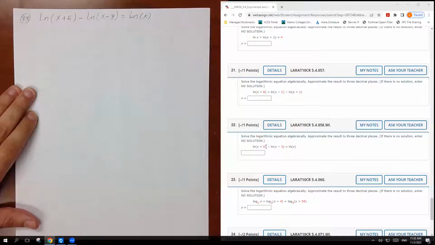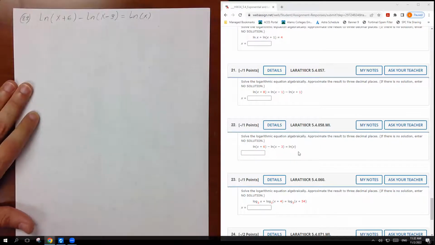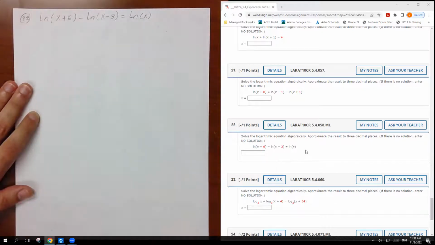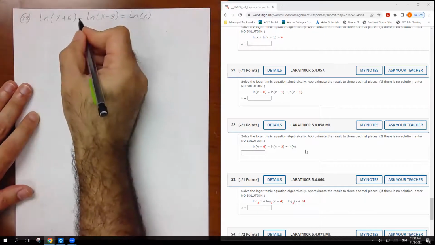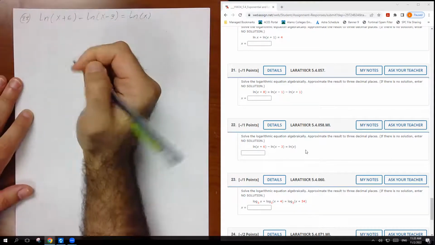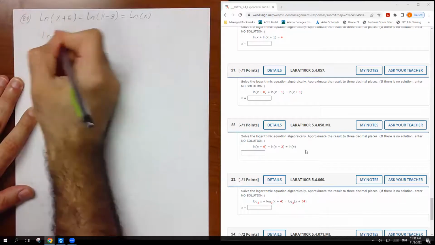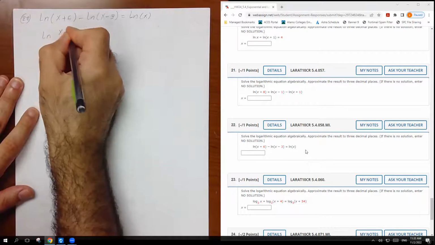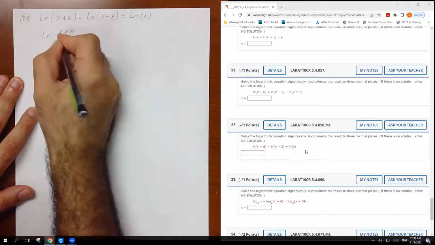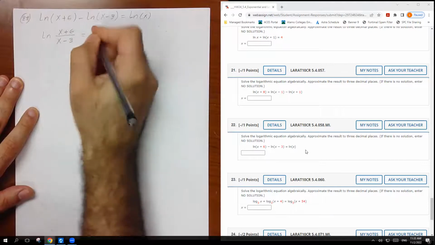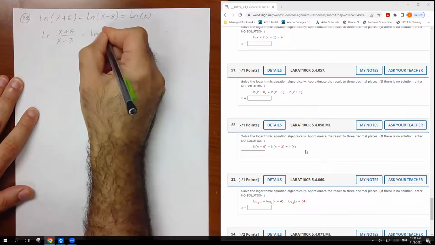Examples 21 and 22 are exactly the same way to solve. So I'm going to solve example 22. We have ln of x plus 6 minus ln of x minus 3 equal ln of x. So we have minus between two ln. That means this is going to be division. So it's the same thing: ln of x plus 6 over x minus 3 equal ln of x.